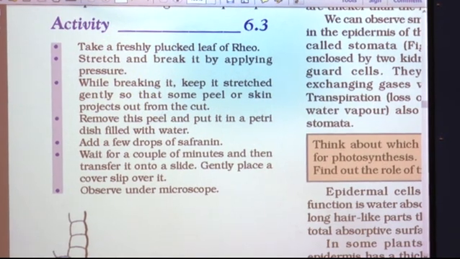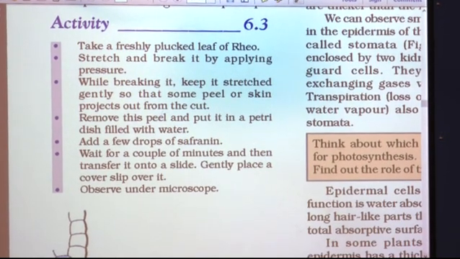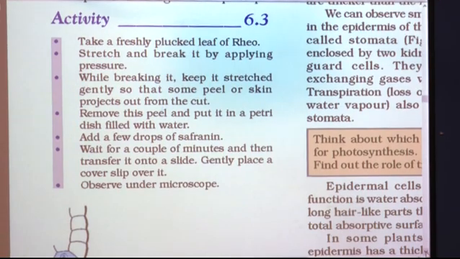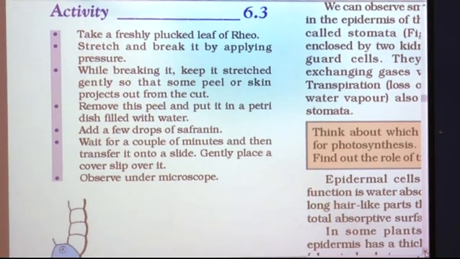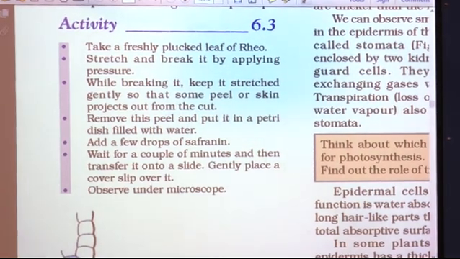Add a few drops of saffron in. Wait for a couple of minutes and then transfer it onto a slide. Gently place a cover slip on it and observe under the microscope.